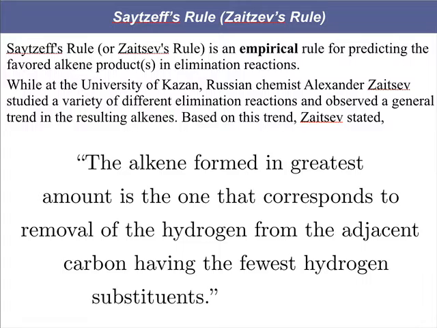So, a Russian scientist named Alexander Zaitsev figured out a rule for predicting what alkene products will be favored in an elimination reaction. Basically, he did hundreds and hundreds of elimination reactions on all kinds of different substrates. And by looking at the types of products that resulted, he was able to draw a conclusion.